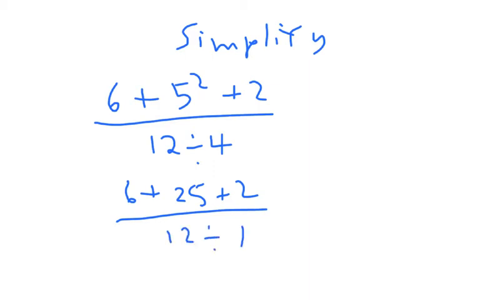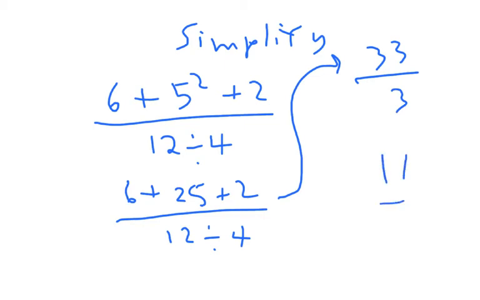And I would have no problems if you would go ahead and do 12 divided by 4 in this step also. Now I've run out of space below, so I'm going to have to move this up here. 6 plus 25 is 31, and 2 more makes 33. And 12 divided by 4 is 3. And 33 divided by 3 is 11. And that's the final answer.